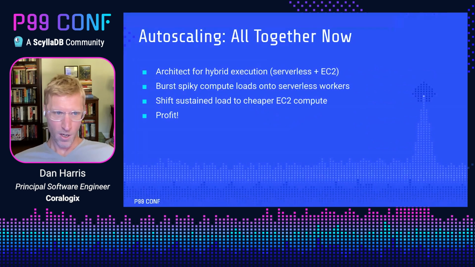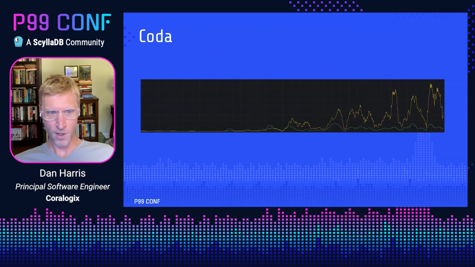All right, so putting that all together, we have our 4-point plan here, right? One, you have to architect for this hybrid execution model where you can dynamically shift work between serverless execution and EC2. You first put spiky compute loads onto serverless workers, which are always there and always on, but very expensive. And then as you start to see sustained load, you start to shift that work to much cheaper EC2 compute. And then we all profit.